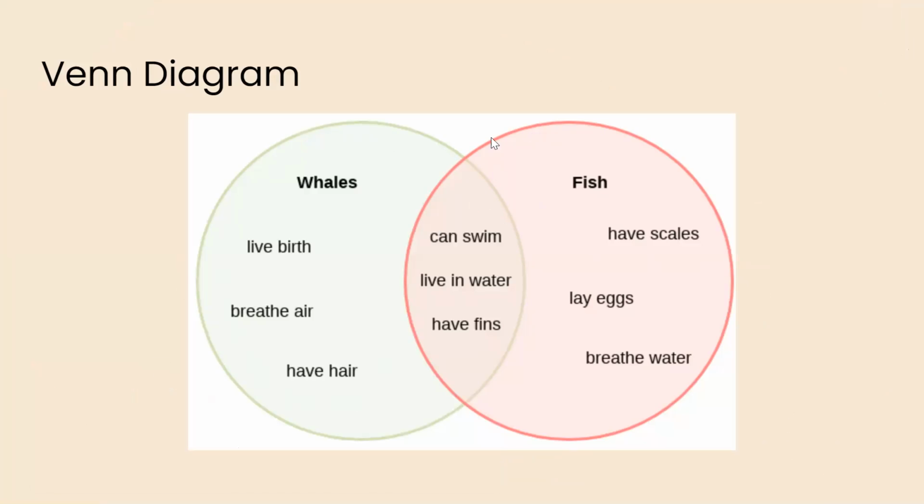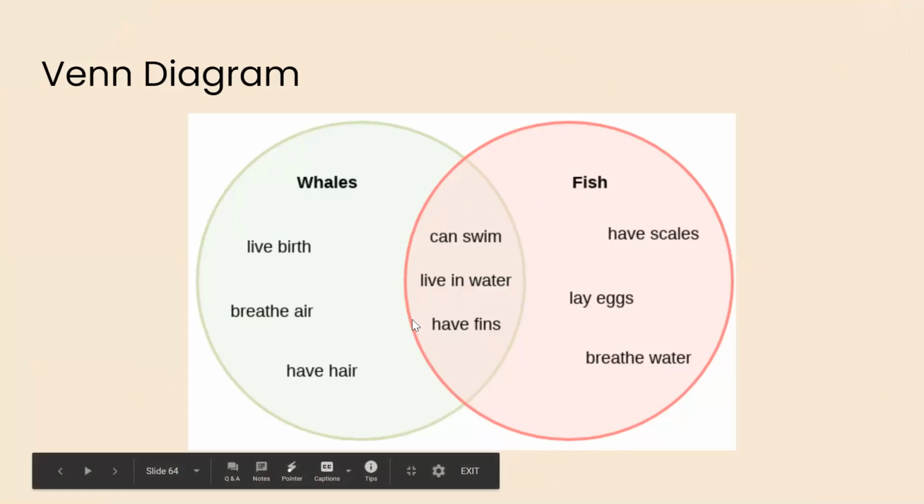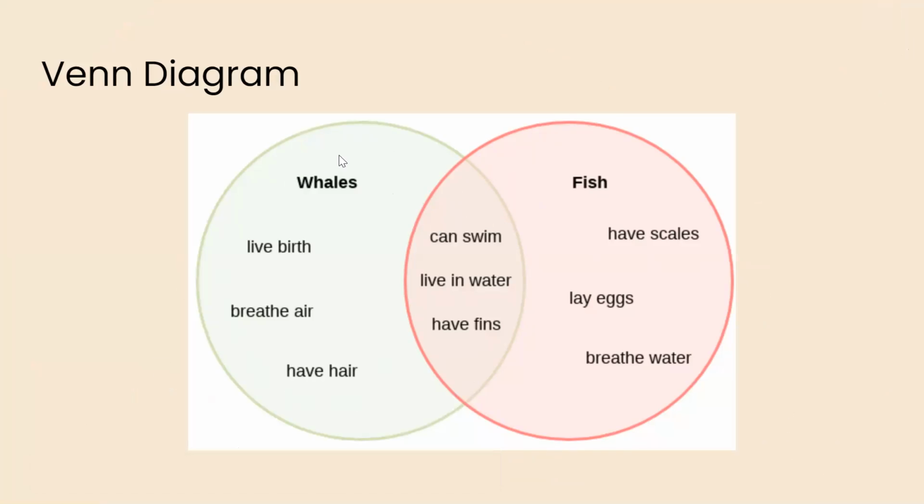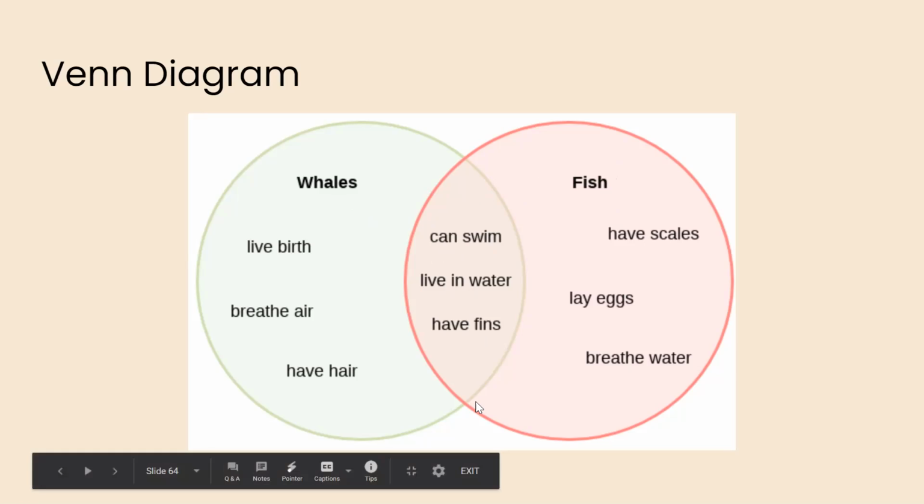So where two topics overlap right here in the middle, it shows you what's the same. At the top, you can see what our topics are. So on the left, they have whales. On the right, they have fish. And then in the middle, they talk about what is the same about whales and fish. They can both swim. They both live in water and they both have fins. These are all the things that are the same.